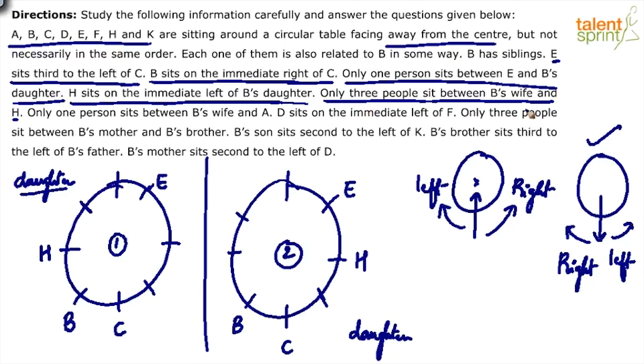So here he says there are only 3 people between B's wife and H. What happens? You don't have to do any counting. H is seated here, so B's wife would come here. As simple as that. You're able to follow? B's wife would come in that position. Let me just write it neatly so that we don't get confused. Wife comes here. Similarly, H is here, so wife would come here for this arrangement.